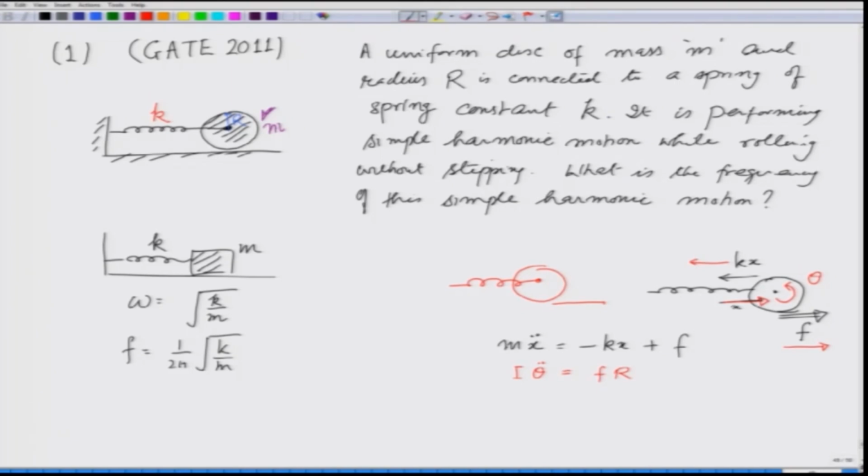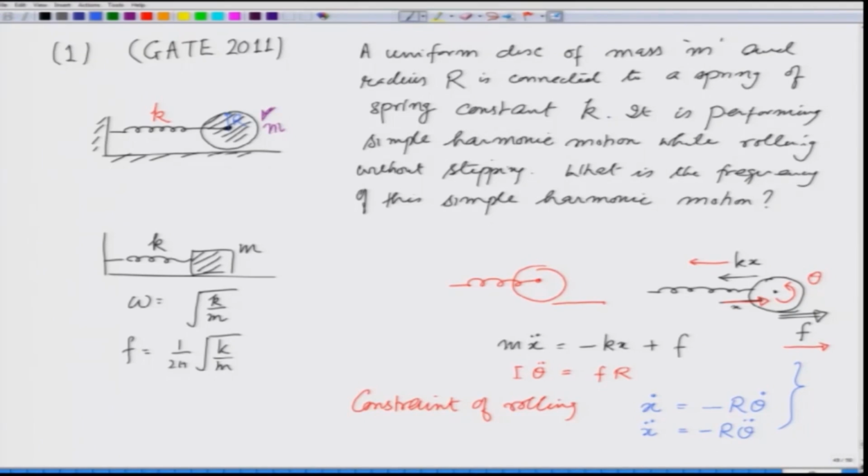And when the disk is rotating counterclockwise, x dot, that is the velocity, if it is to roll, is going to be negative. So, the constraint of rolling gives me x dot is equal to minus r theta dot, or x double dot is equal to minus r theta double dot. So, I have these three equations now, and I can solve, eliminate for the frictional force f and theta and get the equation for x double dot, and that will give me the oscillation frequency.